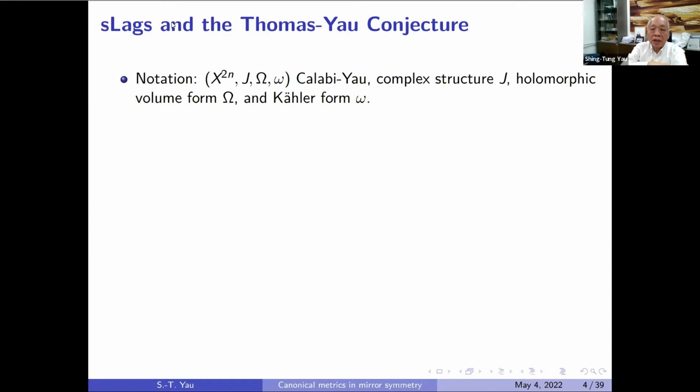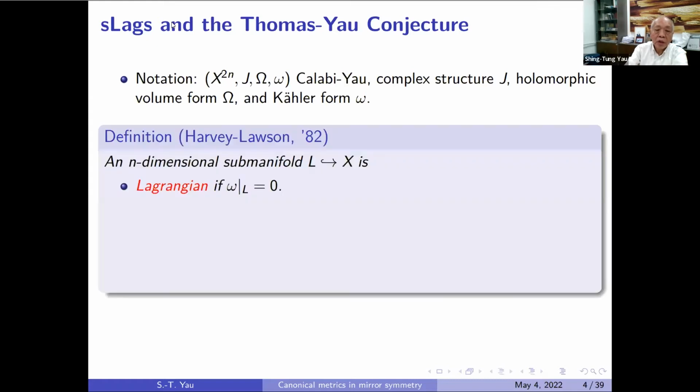Suppose you have a Calabi-Yau manifold, which means you have an integrable complex structure, a holomorphic volume form, and a Kähler form. Of course, for a Calabi-Yau manifold you may take a finite cover to have a globally defined holomorphic volume form, but let's just pretend it has a holomorphic volume form.